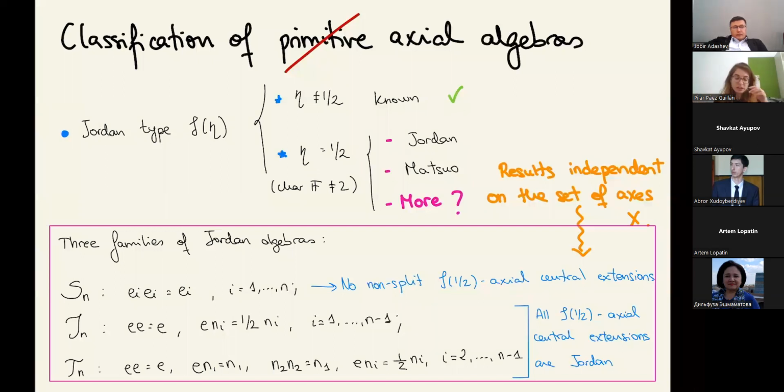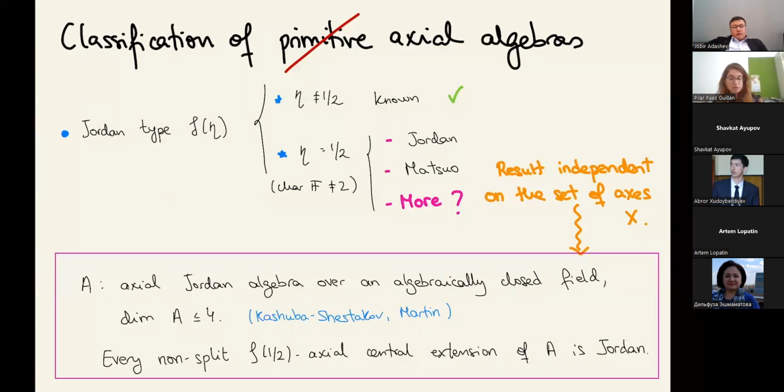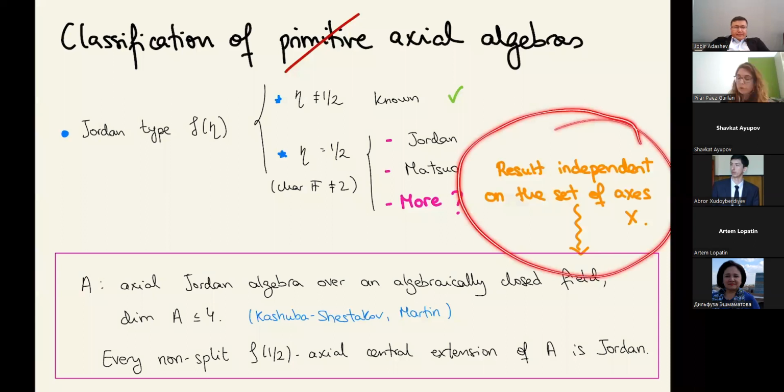Using these families and some other easy tricks to select things and so on, we consider the classification of all Jordan algebras of dimension less than or equal to 4 over an algebraically closed field, and we prove that every non-split axial central extension of type 1/2 is going to be Jordan. And again, this was for the practice that we want to consider.